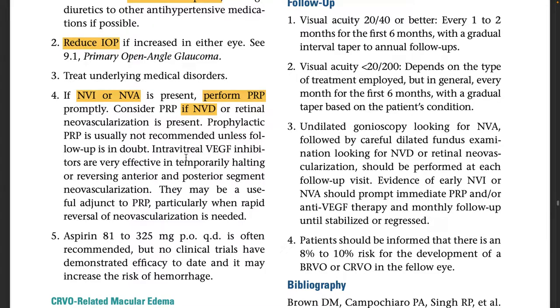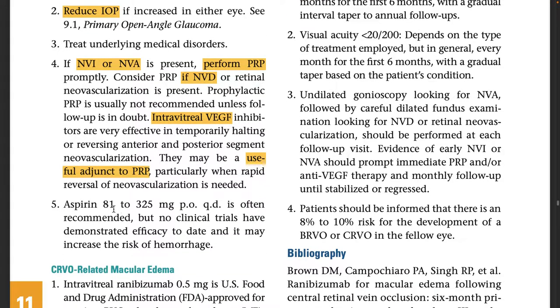Intravitreal VEGF inhibitors are very effective in temporarily halting or reversing anterior and posterior segment neovascularization. They may be a useful adjunct to PRP, particularly when rapid reversal of neovascularization is needed. Aspirin 81 to 325 mg orally once daily is often recommended, but no clinical trials have demonstrated efficacy to date, and it may increase the risk of hemorrhage.